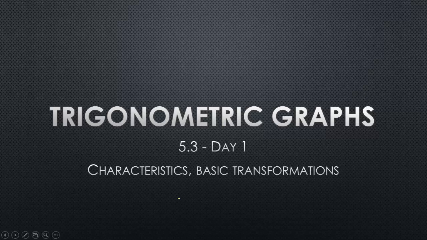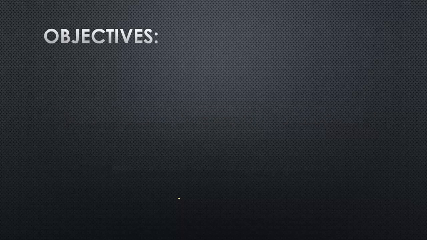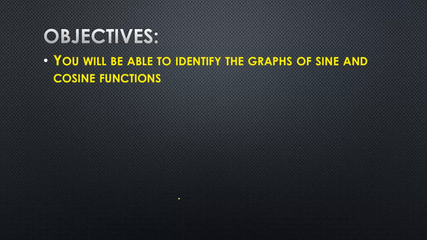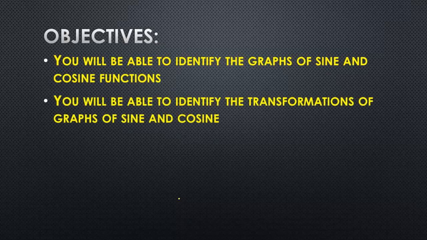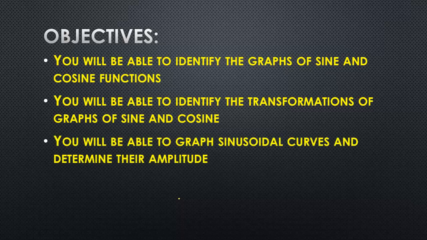All right, we're doing trigonometric graphs, and this is day 1, 5.3 in your books, and we're just going to be going over the characteristics and basic transformations of just sine and cosine today. So let's start with your objectives. By the end of this, you will be able to identify the graphs of sine and cosine functions. You will be able to identify the transformations of graphs of sine and cosine, and you will be able to graph sinusoidal curves and determine their amplitude.